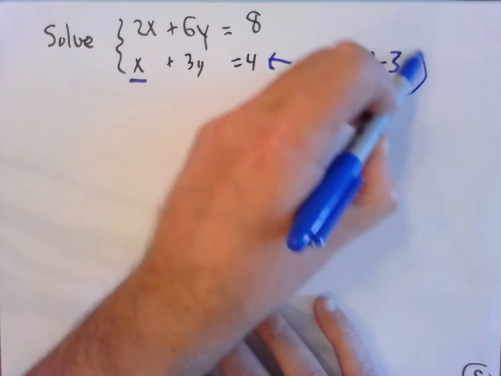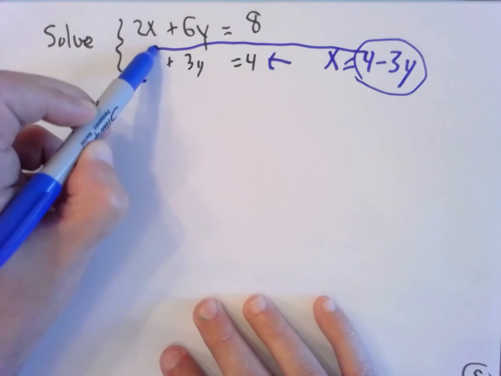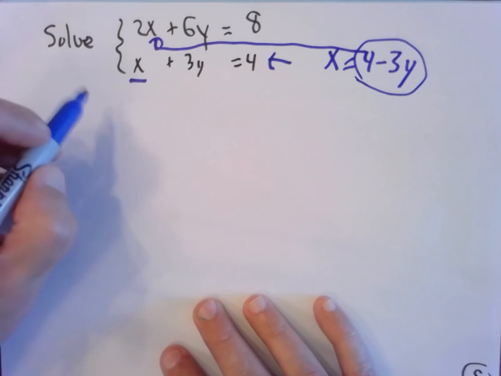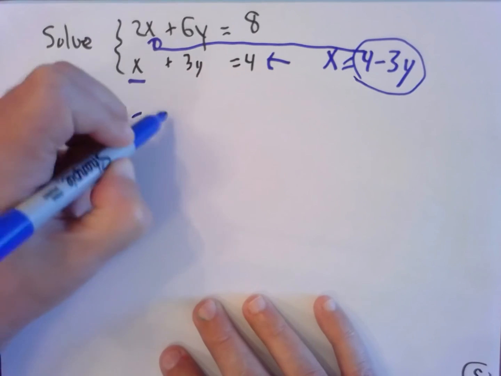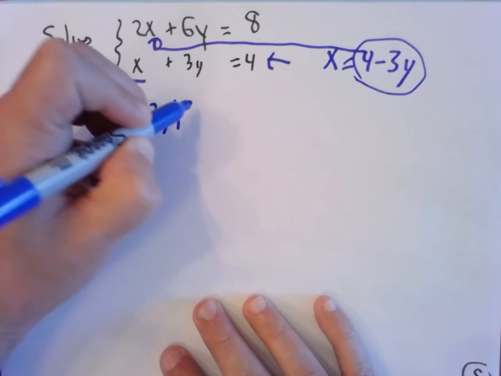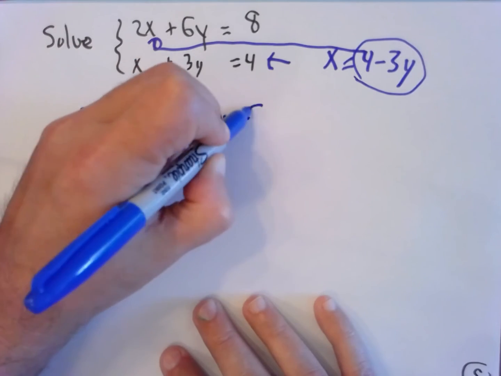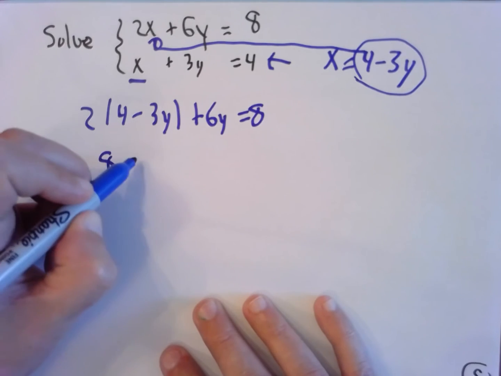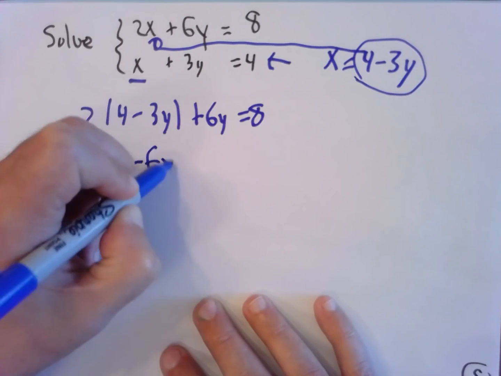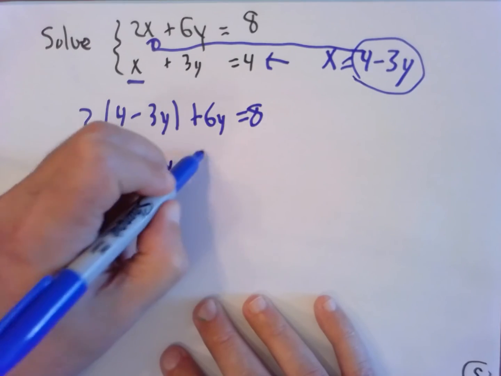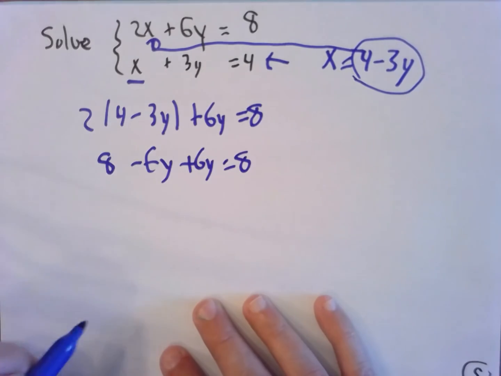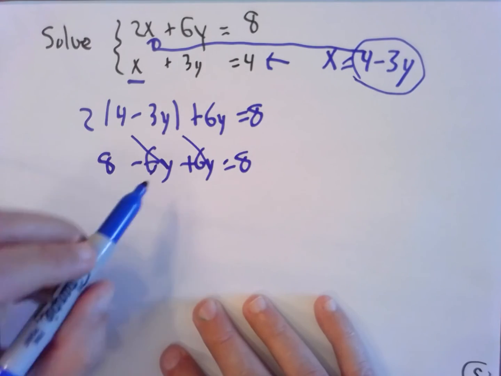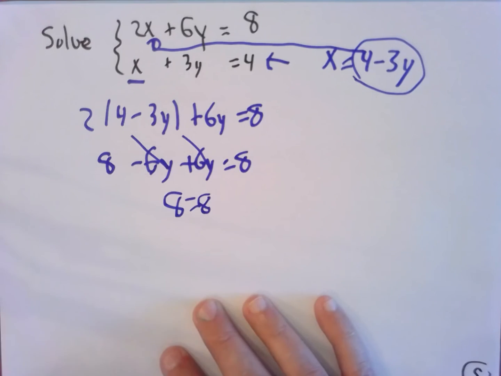I'm going to take that expression and plug it in to the other equation for x. So 2 times 4 minus 3y plus 6y should equal 8. Let's distribute. We get 8 minus 6y, 2 times negative 3, plus 6y equals 8. Oh no, our y's are canceling out. Negative 6y, positive 6y, we get 8 equals 8.